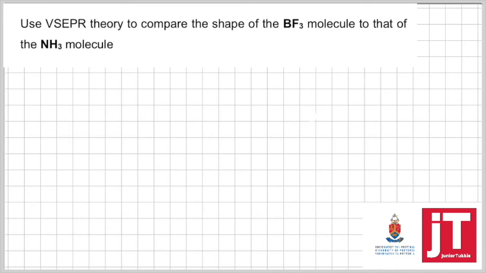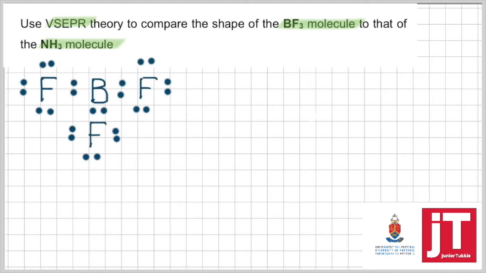The next problem says, use VSEPR theory to compare the shape of BF3, boron trifluoride, to that of NH3, the ammonia molecule. We again start off by drawing the Lewis diagram, or Lewis structure, for boron trifluoride. In this case, boron is the central atom, and it has no lone pairs on it. But the boron trifluoride does have 3 terminal atoms.